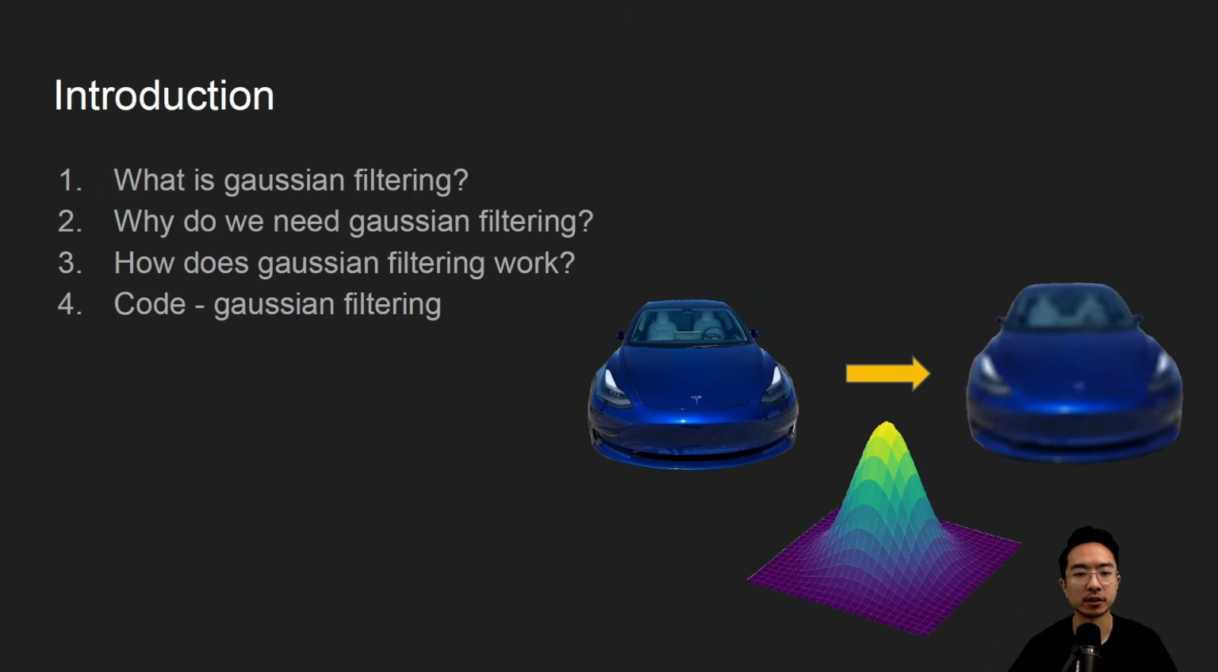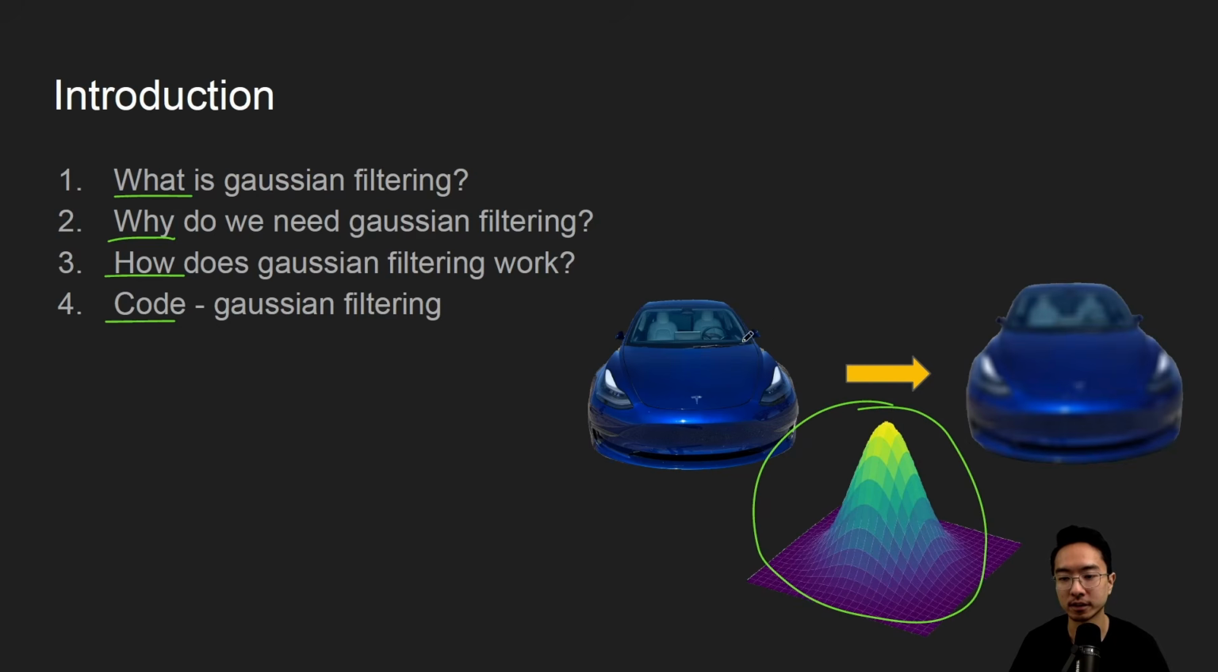Alright, in this video, we're going to talk about Gaussian filtering in OpenCV using Python. So we'll start off by saying what it is, why we need it, how it works, and jump straight into a coding example. By the end of this video, we'll see how we can use this kernel here to convert this clear image to this blurry image.